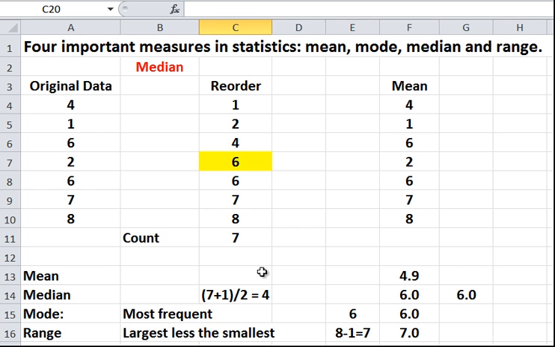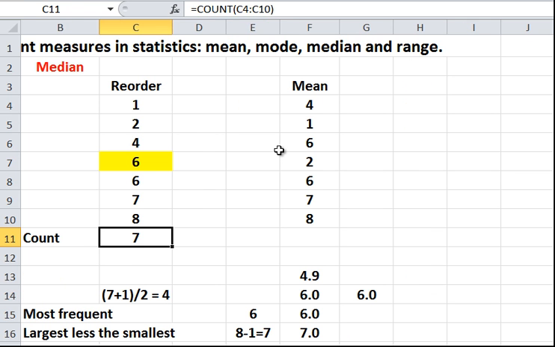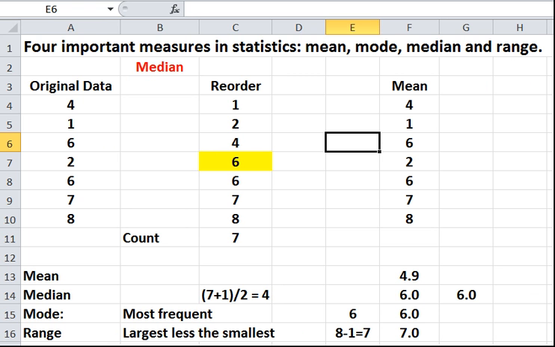However, you can use Excel to calculate these if you want. First of all, let's look at this count number here. It's got 7. We know there are 7 data points. If I click on the count and look at the formula at the top, we've got equals COUNT C4 to C10. Well, here is C4. C4 is 1 and C10 is 8.